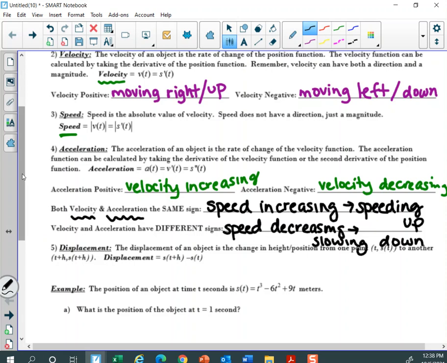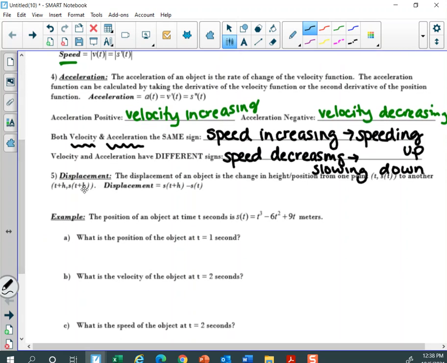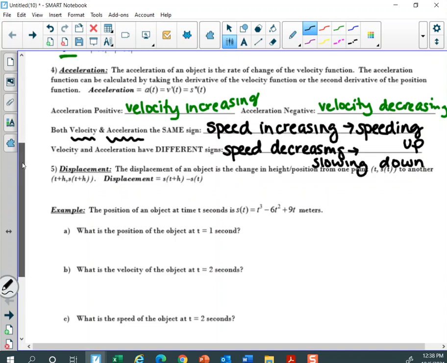Okay. The last concept, displacement. We're actually not going to do very much displacement yet, but displacement is change in position from one point to another. So the position at time B minus the position at time A is a displacement.